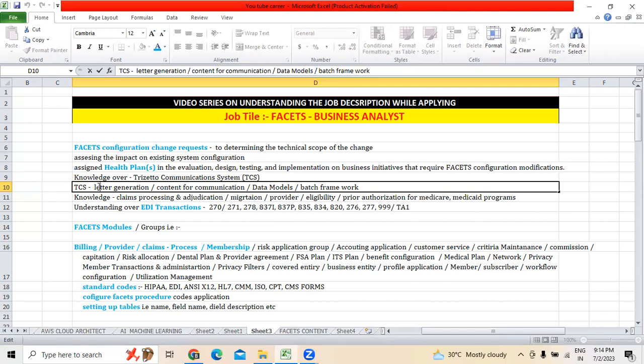Followed by this, knowledge over provider eligibility, prior authorizations, and what is required for Medicare and Medicaid programs. Thus, that knowledge is even required for a BA. Next, one more important point about EDI transactions, which is called electronic data interchange. Whenever we are talking about EDI transactions, there are different codes. Of course, there are a lot of codes, but major codes like 270, 271, 278, 837, 834, 820, etc. Some are subscriber codes, some are claim submission codes, claim adjudication codes, something of that sort. So knowledge of these kinds of transaction codes should be familiar to any BA.